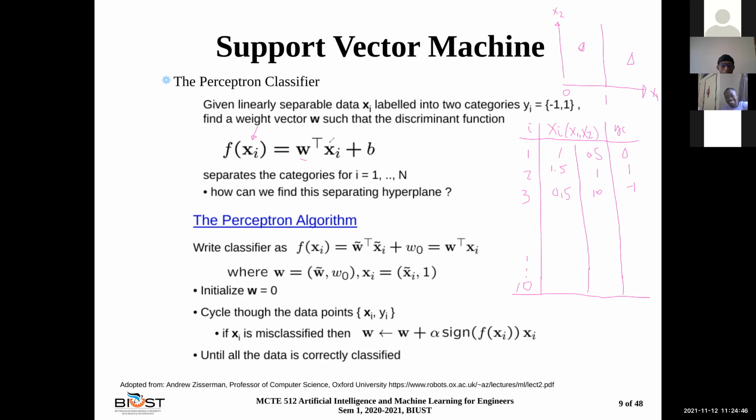Now, out of these 10 data points, xi, we want to know what is the value of w and b that will give us this kind of classification, a correct classification, maybe greater than or equal to 0 in the f of x. If greater than 0, that means it's a 1 classification. If less than 0, that's a -1 classification. So now, in the Perceptron classifier.